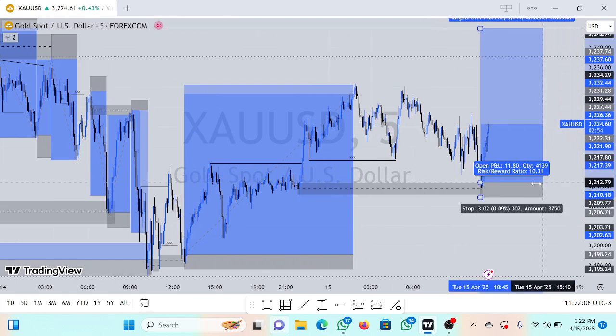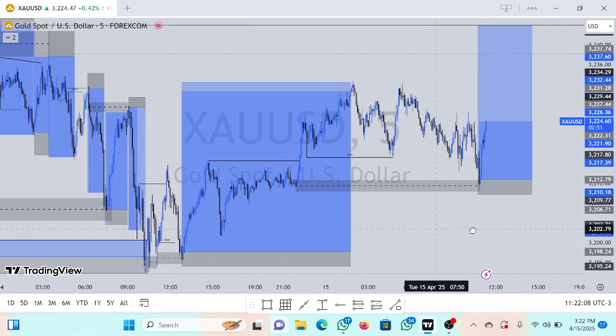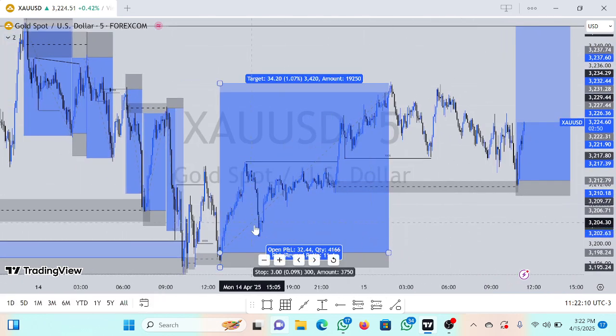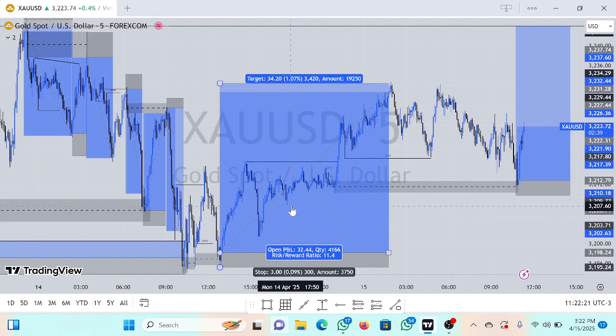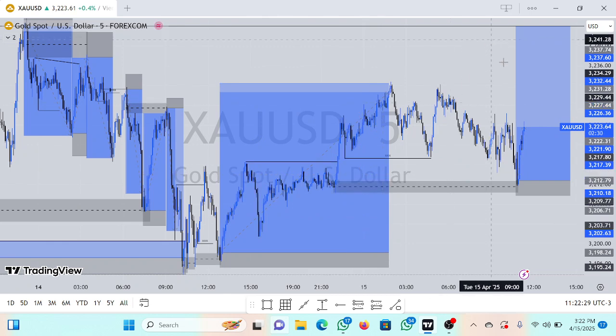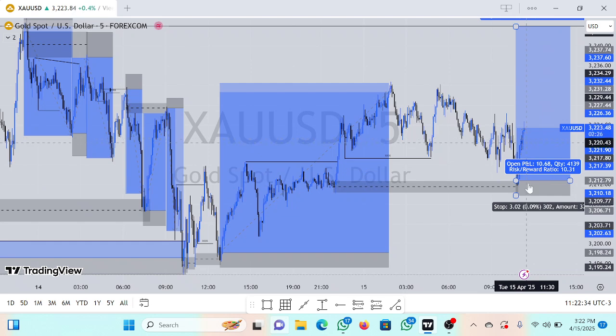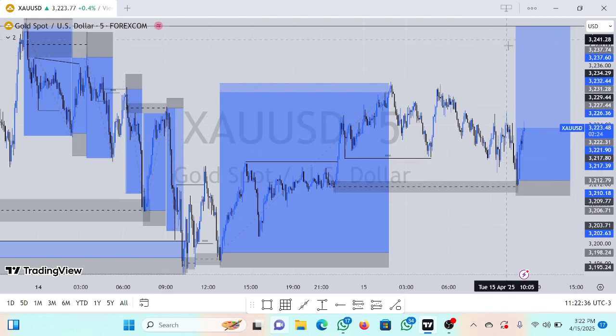My second zone is this zone, which has not been mitigated. Why hasn't this zone been mitigated? Price might either come down to sweep this liquidity and use this zone, which is responsible for the break of structure, to continue the buy. So I have these 2 POI. Right now market is in profit. I will take partial profit to the upside.